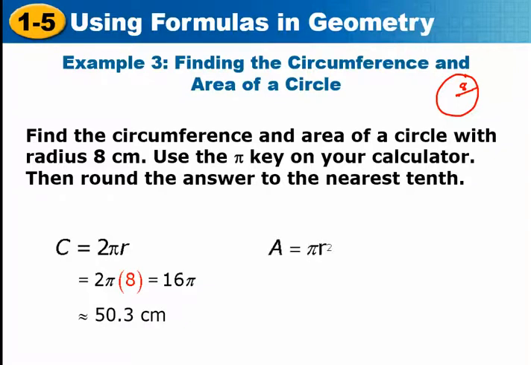When you find the area, you use the formula pi times radius squared. Now remember that you have to square the radius first, so you'll get 64 when you take 8 squared, and then you multiply that by pi. That gives you a decimal number, and when we round to the nearest tenth, we get 201.1 centimeters squared.